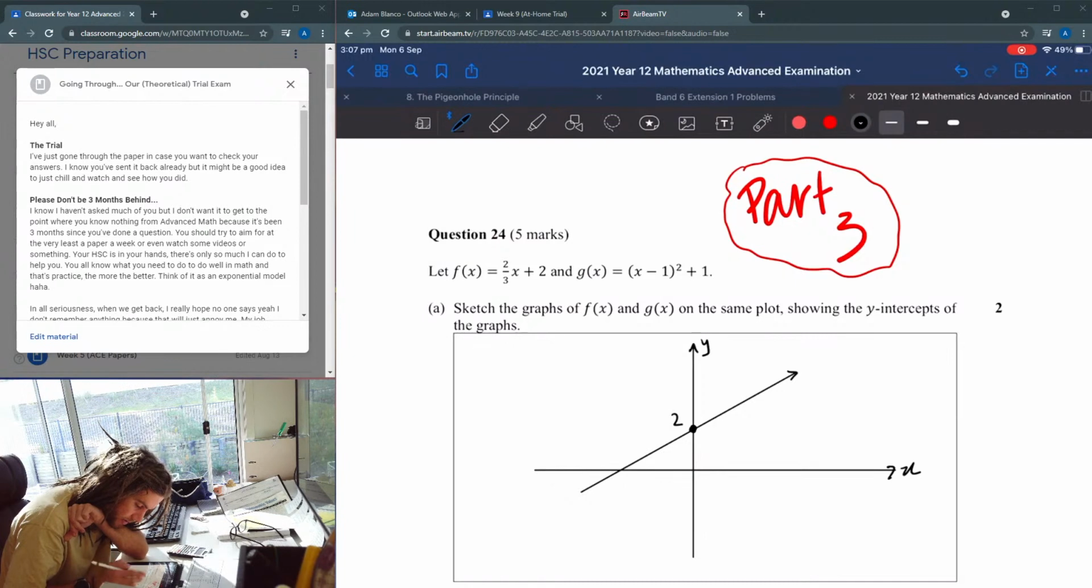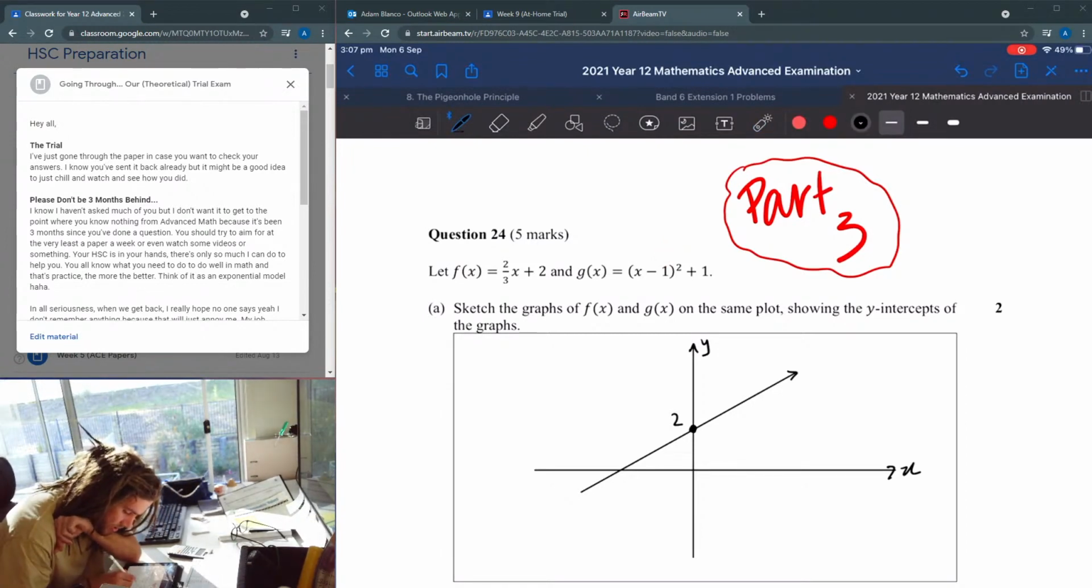Okay, that's that. Now, we've got a parabola with the squared. It's raised 1, so its vertex is at 1, and it's been moved to the right, negative 1. So 1, 1, it's here. Let's call that 1, 1. And it's an upwards parabola.